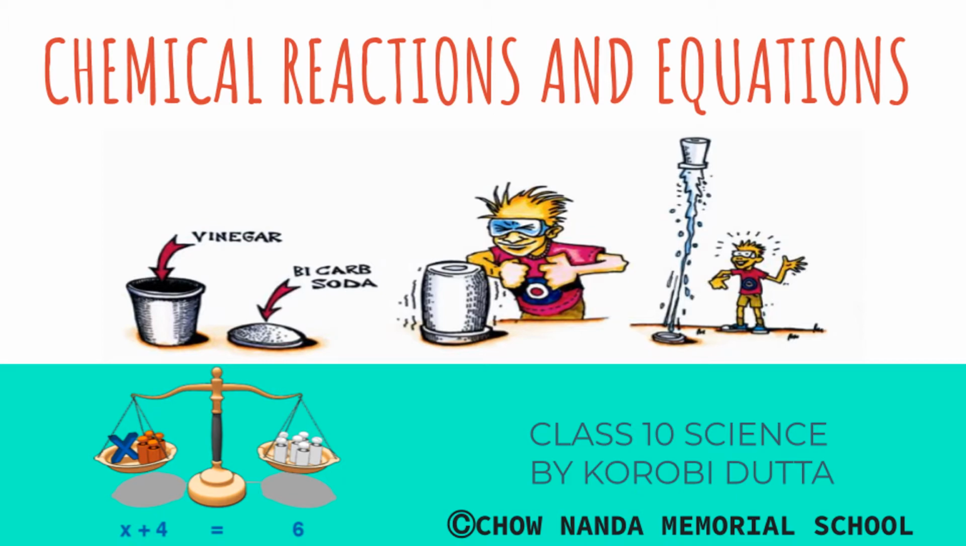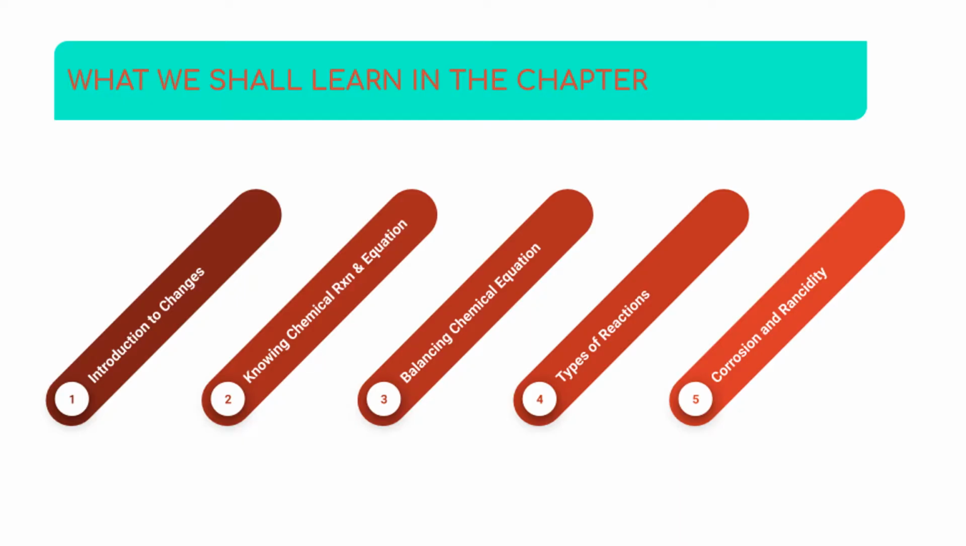So let's go on. Before starting the chapter, let's have an overview of what we are going to study in this chapter. First, we shall learn about the changes. You all might have known about physical and chemical changes from junior classes. Then we shall get to know about chemical reactions and equations and learn how to balance them. Finally, we shall discuss the types of chemical reactions and terms like rancidity and corrosion. Don't be overwhelmed by the terminology now, you shall be familiar with it by the end of the chapter.